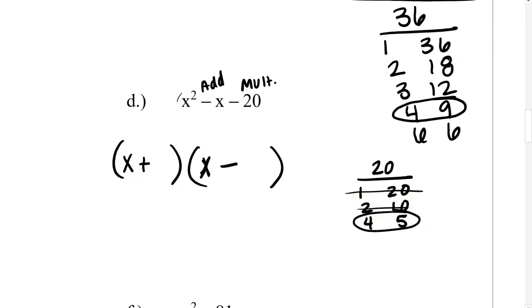In order to get a negative 1 as my B term, I have to have more negatives than I have positives. So the 5 should be negative and the 4 should be positive. And again, you can check your work by multiplying that back out.